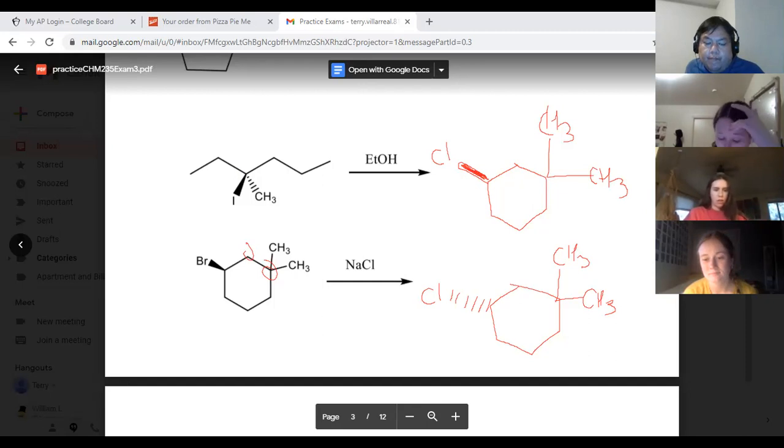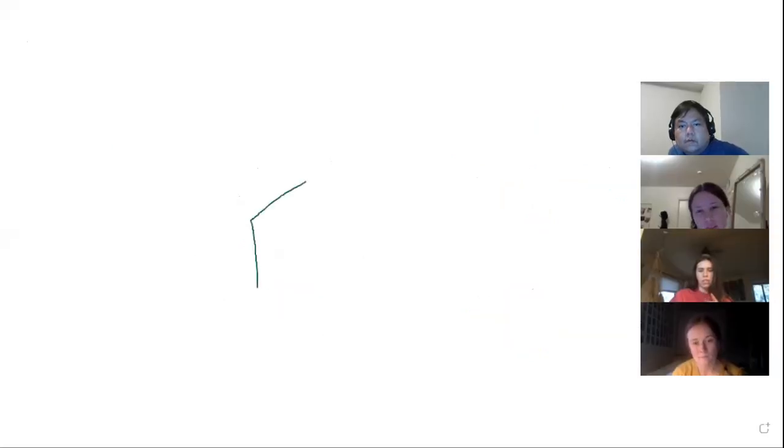So can you show why it is a stereo center? Because I only see 3. Well, I only got the one with the dash. I didn't get the solid wedge one.